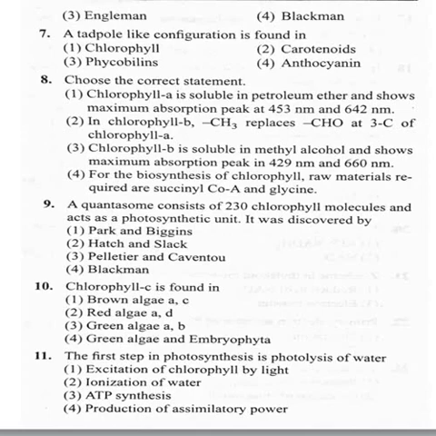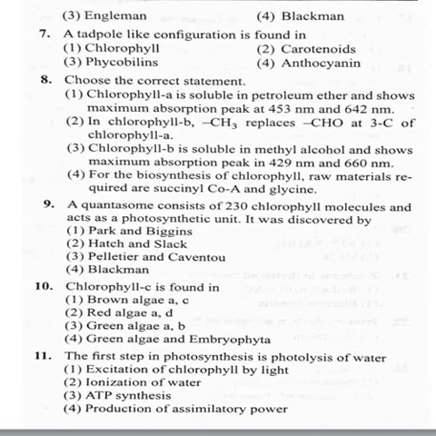So coming to the eighth question, choose the correct statement. Option 1, chlorophyll a is soluble in petroleum ether and shows maximum absorption peak at 453 nanometers and 642 nanometers. Option 2, in chlorophyll b, CH3 replaces CHO at third carbon of chlorophyll a.